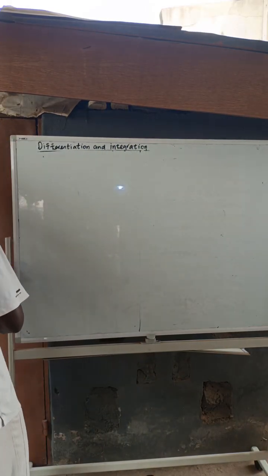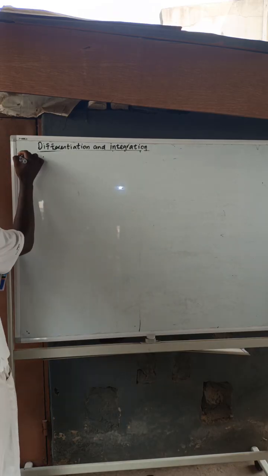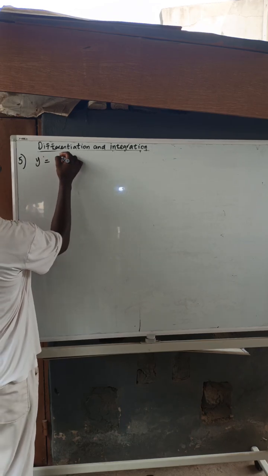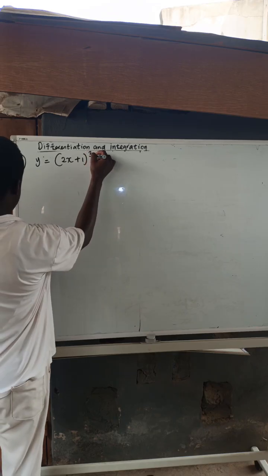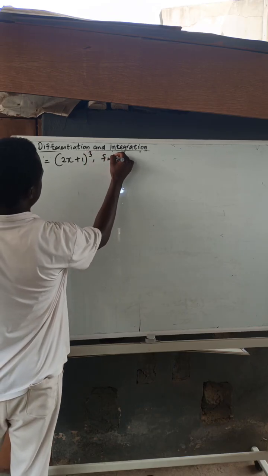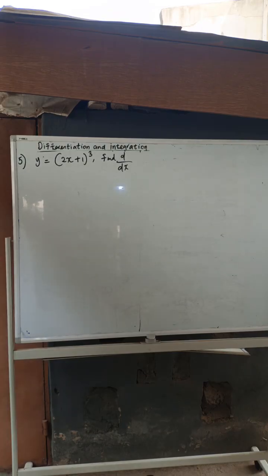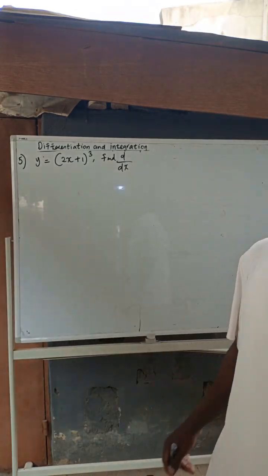Now this is another question. I think it's number 5 if I'm not mistaken. Y is equal to 2x plus 1 raised to power 3. Now they want us to find our dy dx. Now you see, I didn't make mention of chain rule.